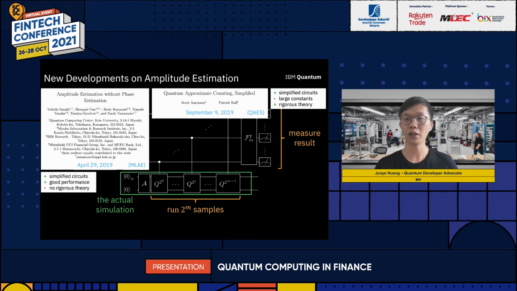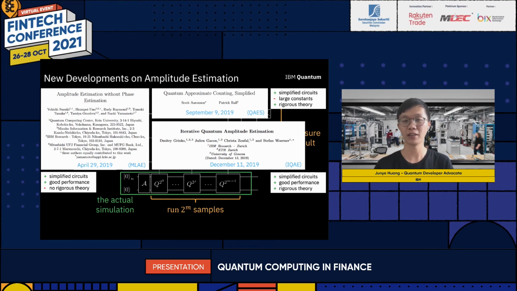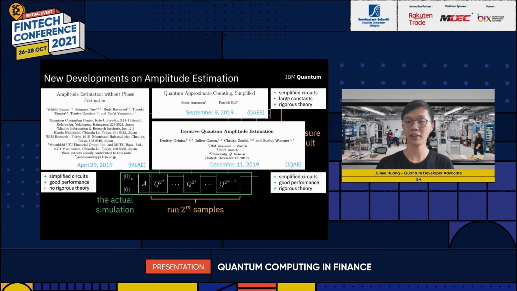Scott Aaronson and collaborators from the US improved this. You have a rigorous theory, but with a very large constant. And then very quickly, in a few months, from IBM Research Zurich, we improved this even further, and we have good performance. We have a simple circuit, and we also have a rigorous theory to back this algorithm.